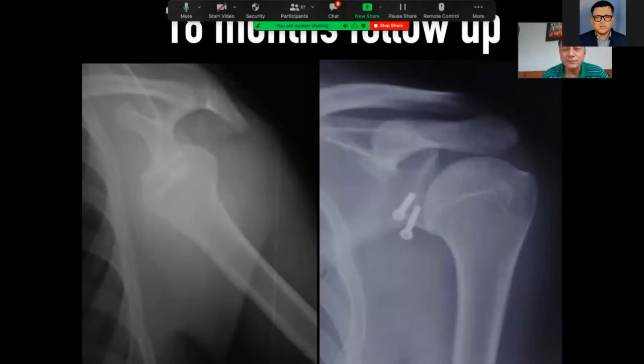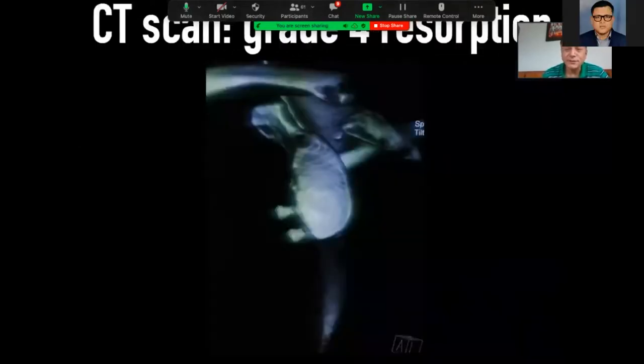So how will you approach now, sir? You do some investigation or what kind of screw have you put, stainless steel or titanium? Titanium. Then you can go for better investigations, like just to see the condition by the CT scan. Okay. So this was the picture, sir. And on CT there was only one screw, and some form of remodeling of that graft.